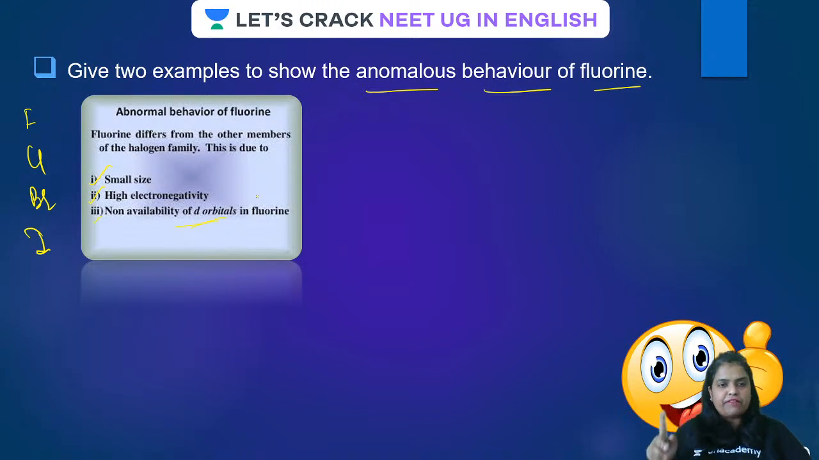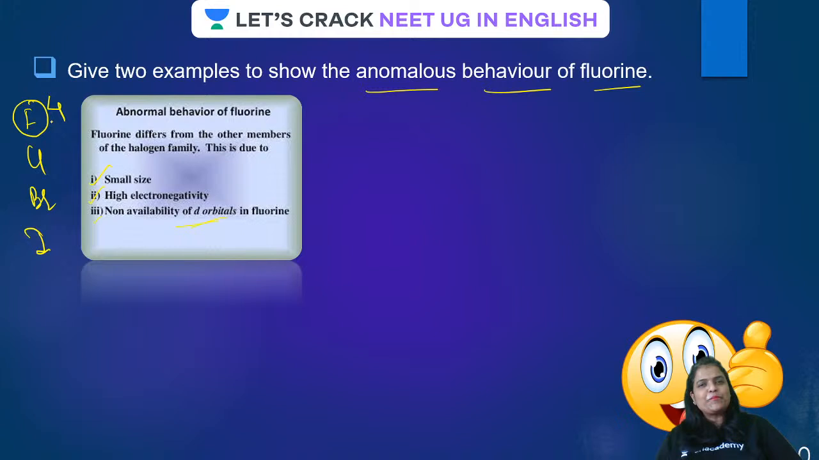First of all, fluorine has a small size, guys. It has the highest electronegativity. The electronegativity value of fluorine is 4, isn't it?